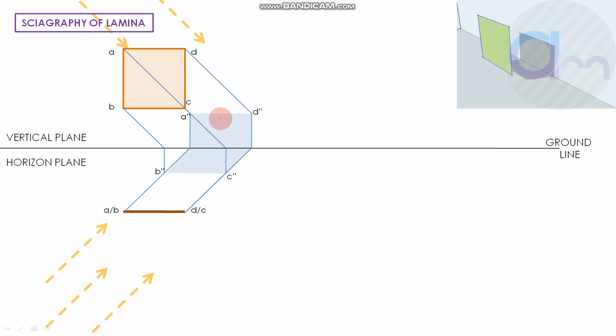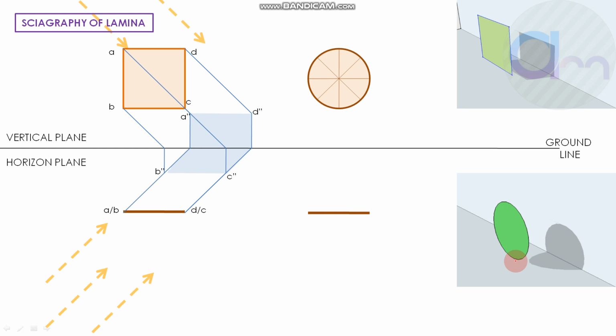So this is how we get the Sciagraphy of a square lamina, and now it gets to a somewhat more complicated shape, a circle. The circle is also floating. Let's see how to do it. We draw a circle on the vertical plane. This is the plane of the circular lamina. We draw two perpendicular lines and two diagonal lines at 45 degrees. So we get eight points: 1, 2, 3, 4, 5, 6, 7, 8. We need these points for reference to draw this.